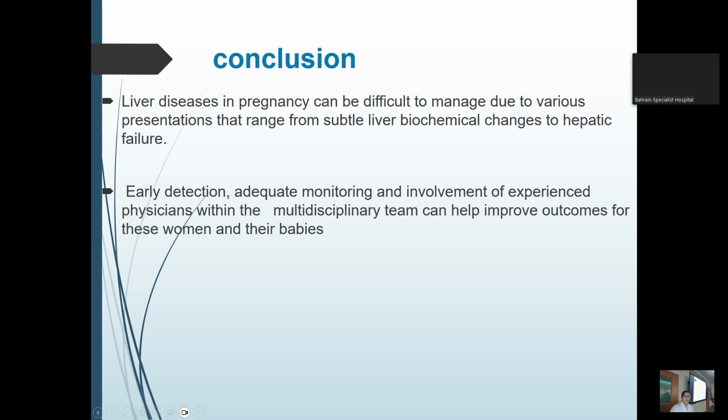So, liver disease in pregnancy can be difficult to manage due to the various presentations that range from subtle liver biochemical change to hepatic failure. Early detection, adequate monitoring, and the involvement of experienced physicians within a multidisciplinary team can help improve outcomes for these women and their babies.